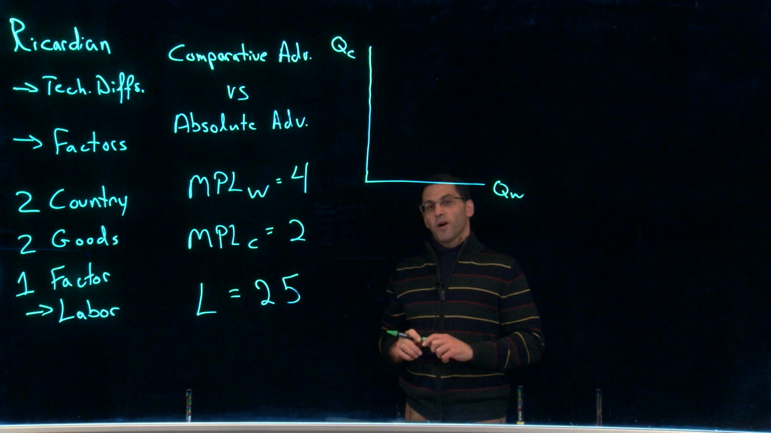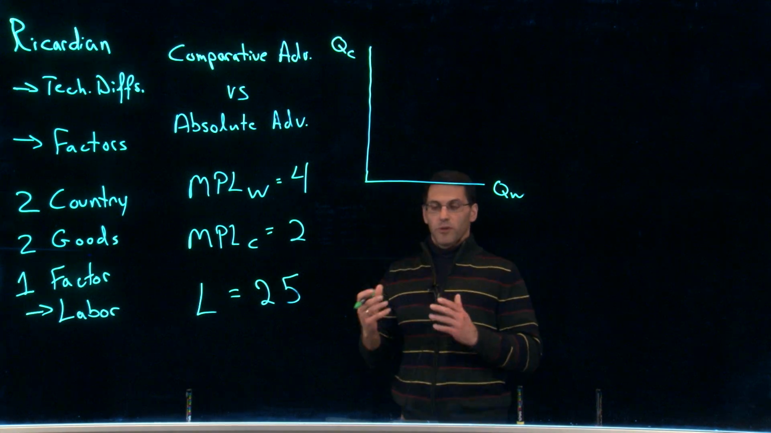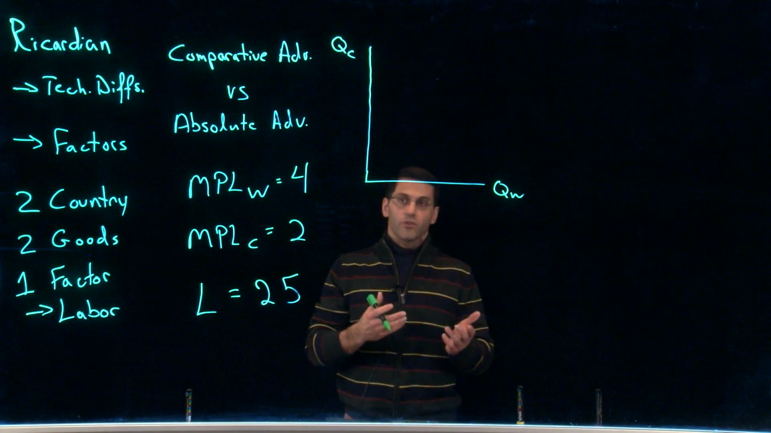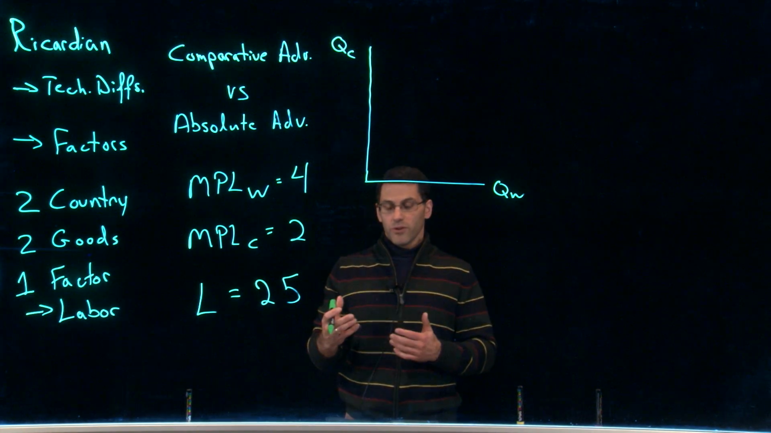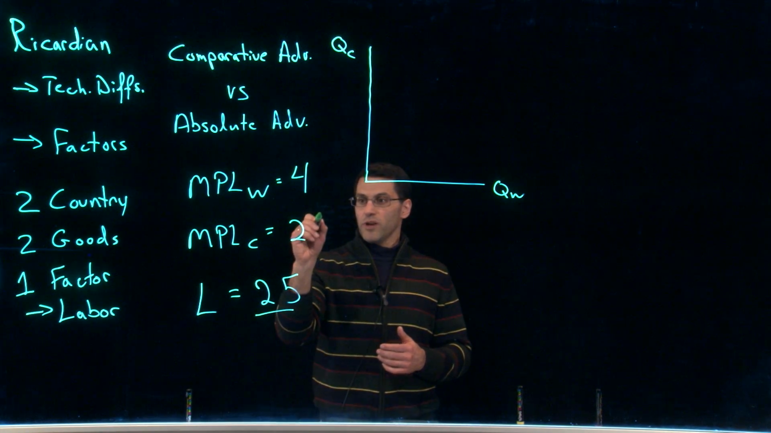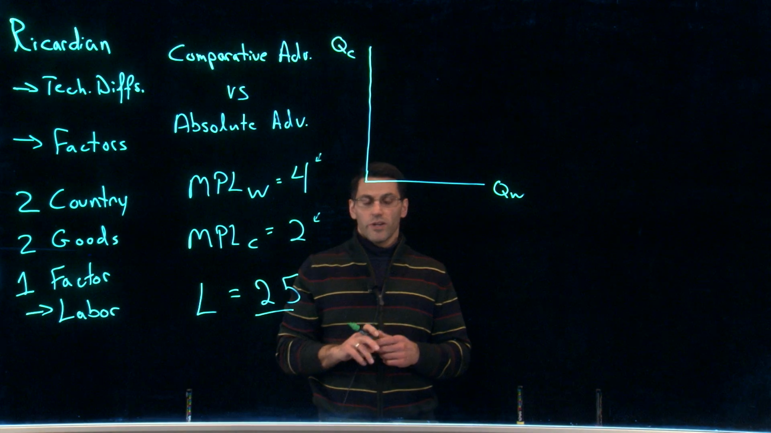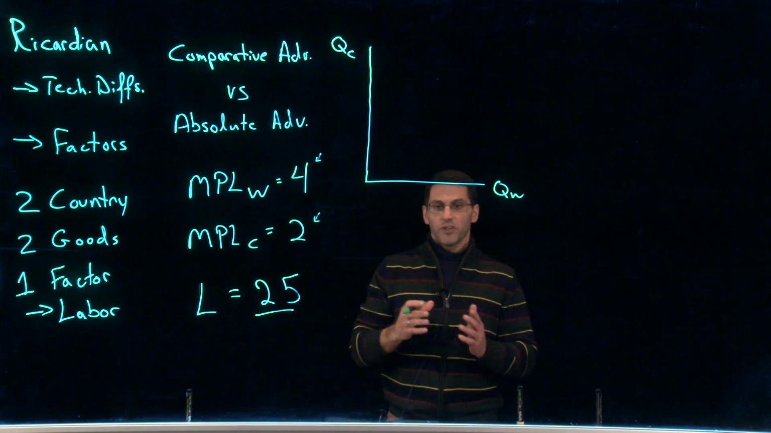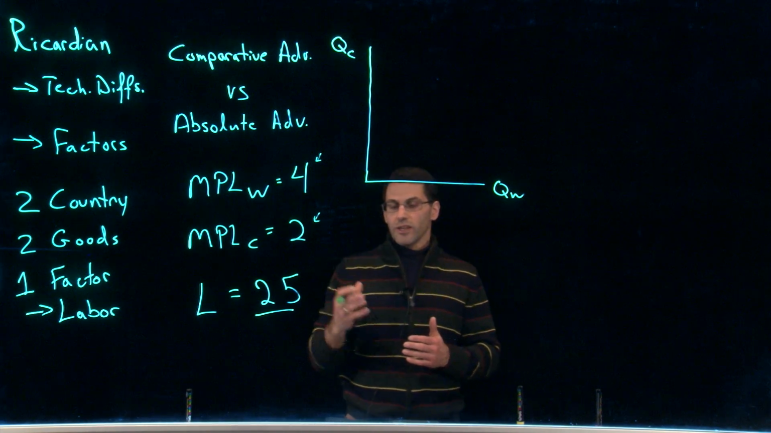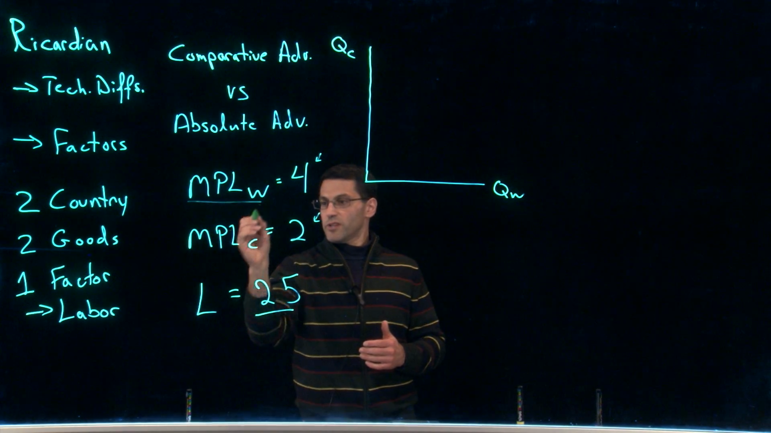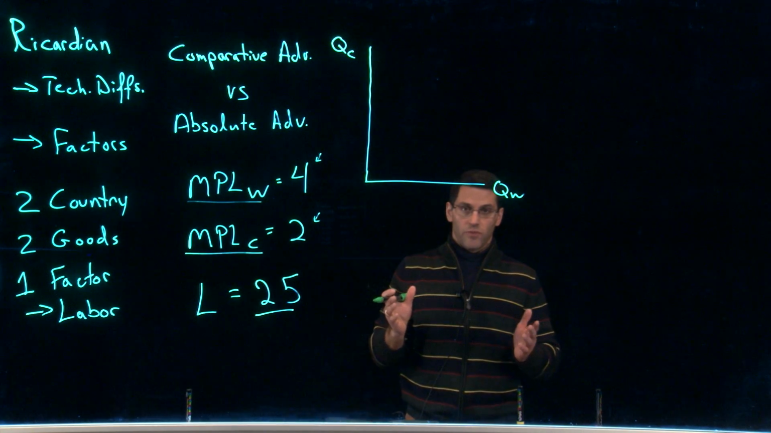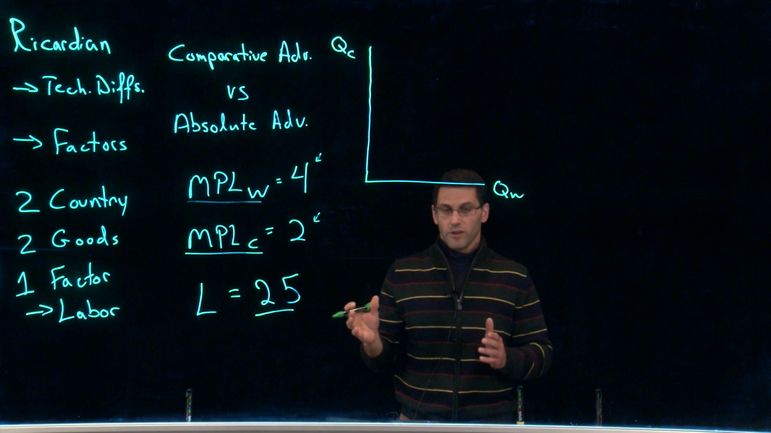So what does the production possibilities frontier tell us? The production possibility frontier shows us all of the combinations of, in this case, wheat and cloth that can be produced with these 25 workers, given the production technology. We said a few minutes ago, we're focusing on differences in technology, and those technologies are reflected in these marginal productivities right here. Again, we're going to be agnostic about where those differences come from. We're just going to take those as a given.